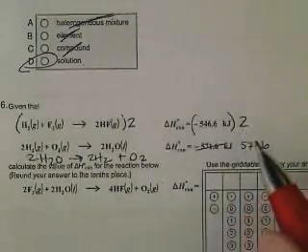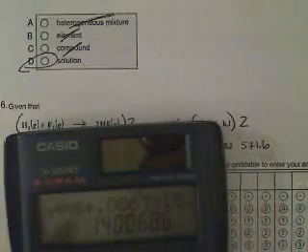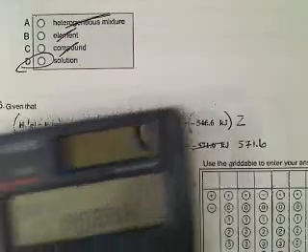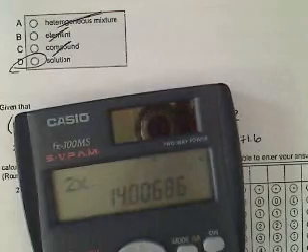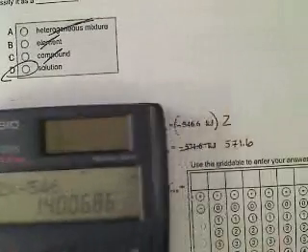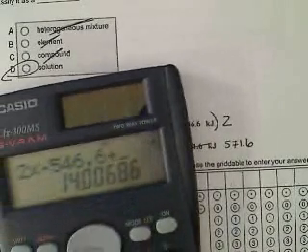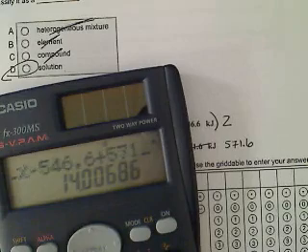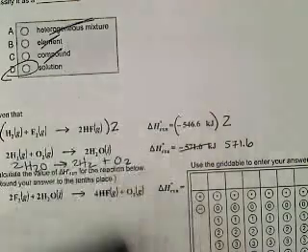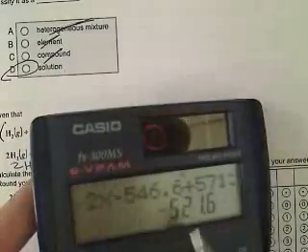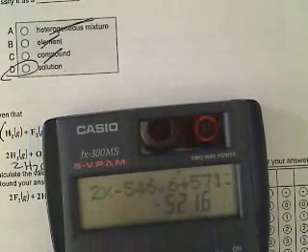So we're going to go in here and I'm going to multiply this and I'm going to say 2 times, what is this, negative 546.6, and I'm going to add to it plus 571.6. Alright, and so here I'm going to get a negative 521.6, alright?